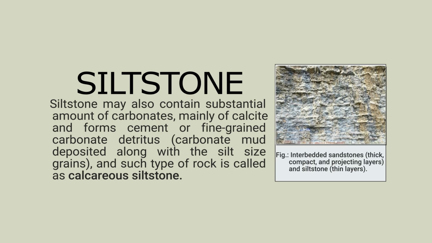Siltstones may contain a substantial amount of carbonates, mainly calcite, which form cement or fine-grained carbonate detritus, that is, carbonate mud deposited along with the silt-sized grains. This type of rock is known as calcareous siltstone.